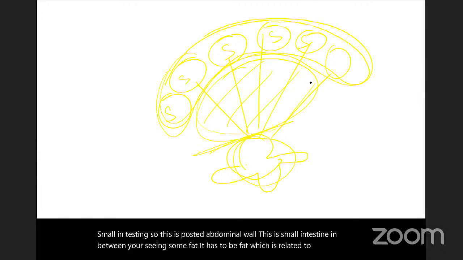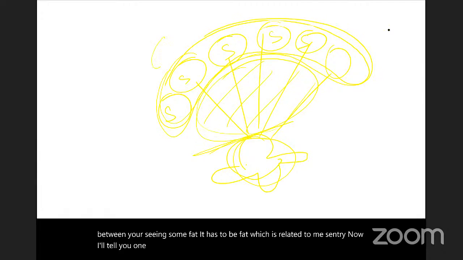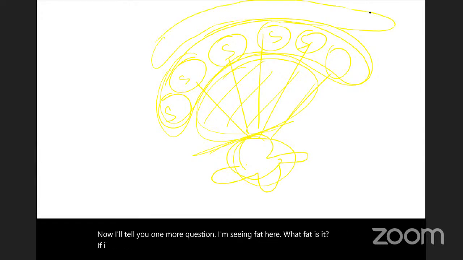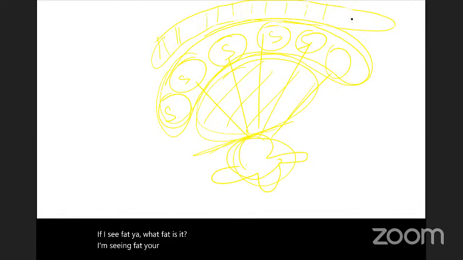Now I'll tell you one more question. I am seeing fat here. If I see fat here, what fat is it? What fat is this?